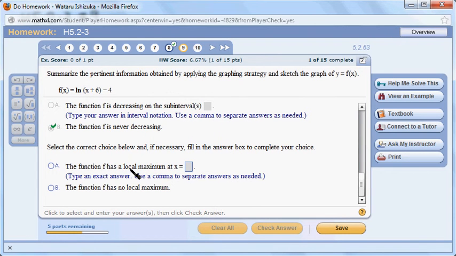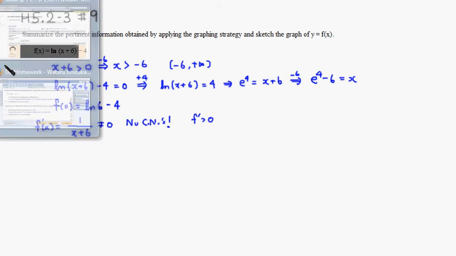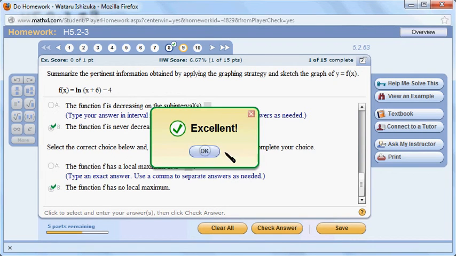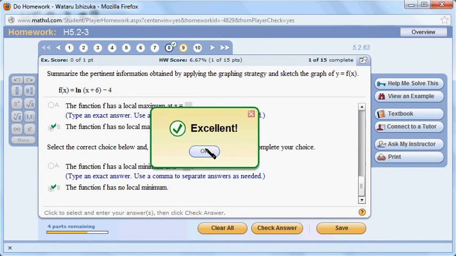Then the function has a local max and a local min. Since the function is always increasing, there's no local max, and there's no local min. Got that.